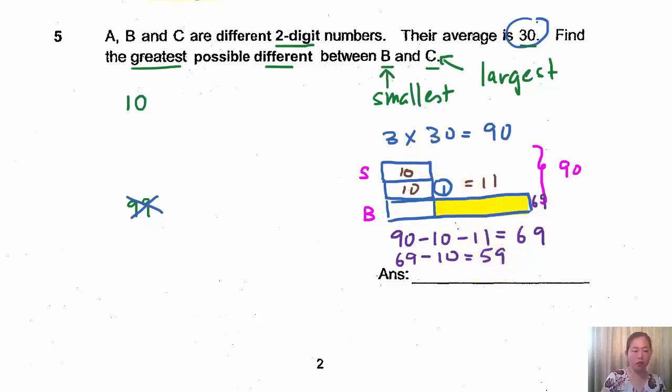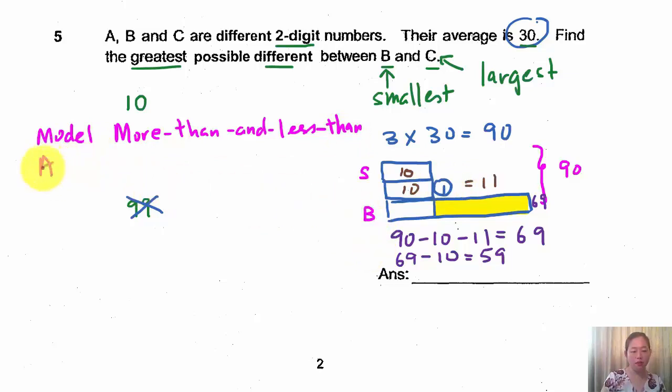Let's recap what we have learned. For this question, we learned that we can use a model, more than and less than, or is the comparison model. We also can see that we use the concept of average to find the total, and we also realize that we are using the concept of minimum and maximum to find the value of each letter.